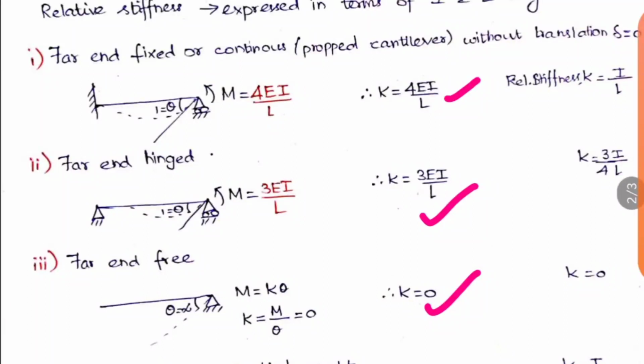When you see the relative stiffness, it will be expressed in terms of I by L alone. Just remember that this K has to be divided by 4, just for remembering I am telling. If you divide this by 4, you will get EI by L, so neglect the E there. Do the same thing for all three formulas and you will get the relative stiffness. For the first case you get I by L. For the second case, far end hinged, you get 3 by 4 I by L. And for the third case, it is 0 only.